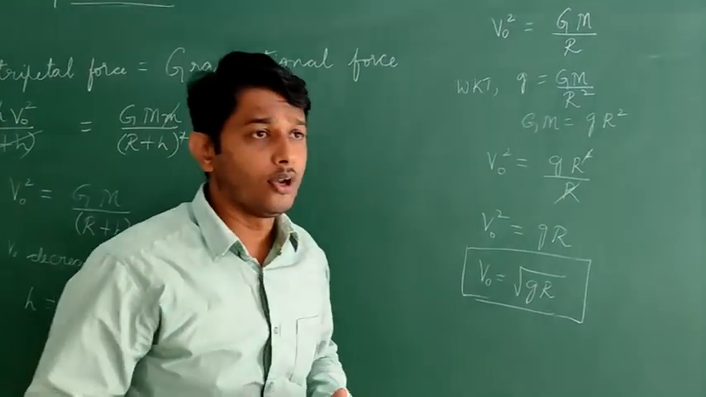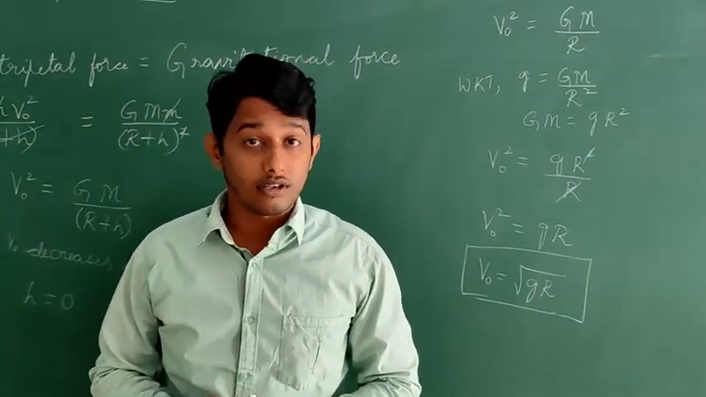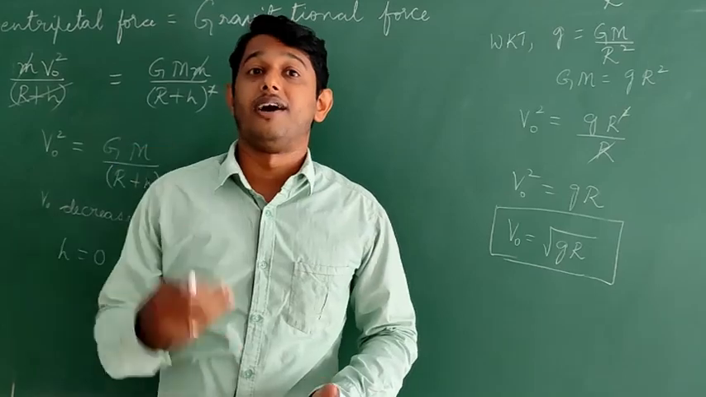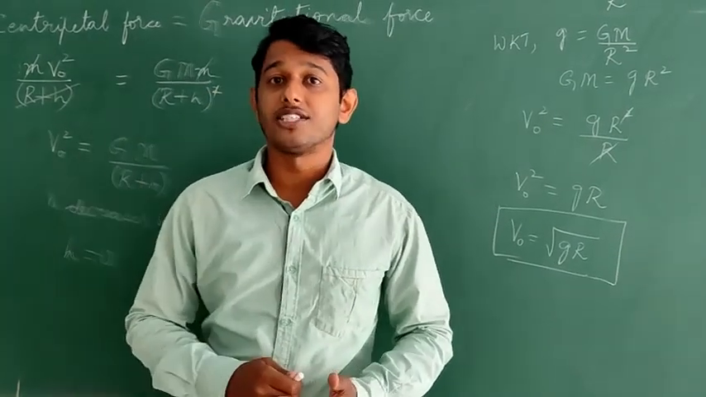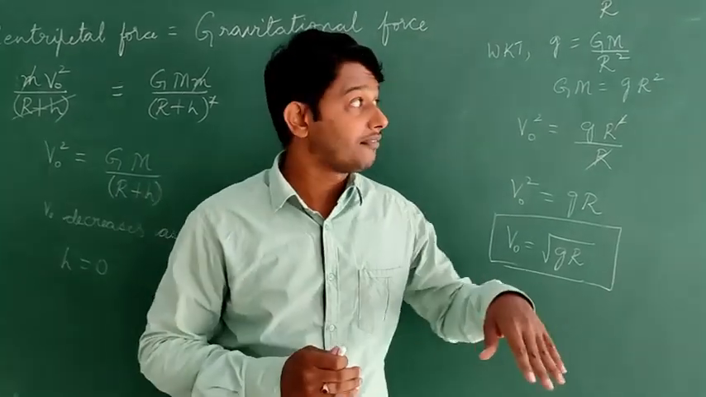So the orbital speed of Earth satellite is completely dependent on the mass of the satellite. So if the mass of the satellite is more, then the orbital speed is also more. So if the mass of the satellite is less, then the orbital speed is also less. Okay, so you have to know this.